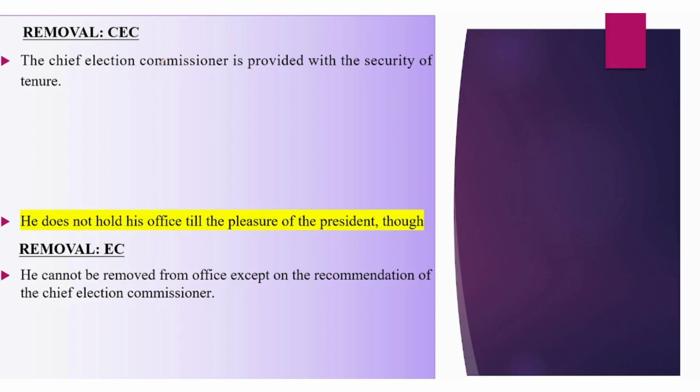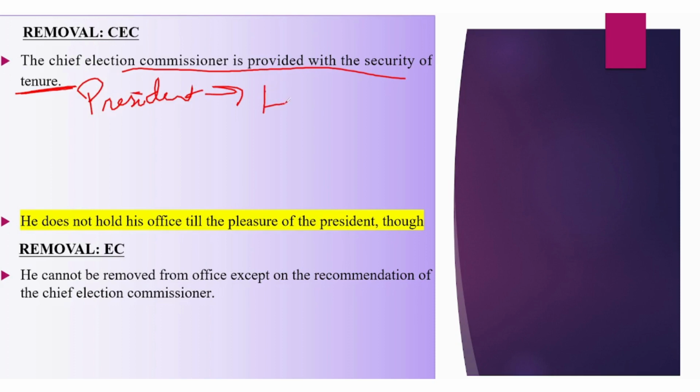The removal procedures of the election commissioner and the Chief Election Commissioner are different. The Chief Election Commissioner is provided with security of tenure, that is, until the age of 65 years or 6 years. Now, what is the removal procedure of the Chief Election Commissioner? He can be removed on the same grounds as a judge of the Supreme Court. In other words, he can be removed by the President, but on the basis of a resolution passed by both Houses, Lok Sabha and Rajya Sabha, by a special majority.